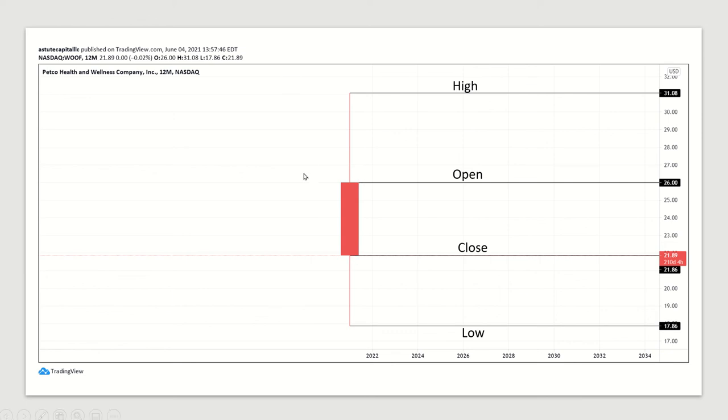Remember I said the wick is important. Some people just myopically focus on the body. I think that's a mistake because if you just look at the body of this candle, it has a range, and that's what candles are, really. They're a range. So it's a range from 26, where it opened, to 21.89. Let's just call that 22, where it closed. So it's a $4 range. But isn't it important to know that the stock traded all the way down to less than 18? Or all the way up to 31? That's incredibly important information. And the fact that the price retreated is even more important to understand.